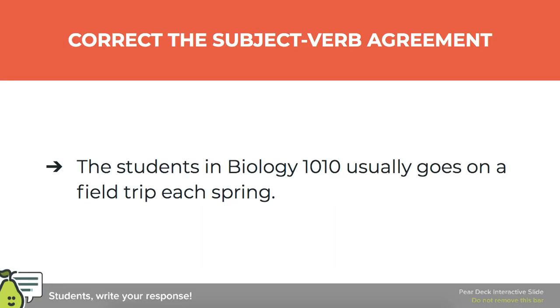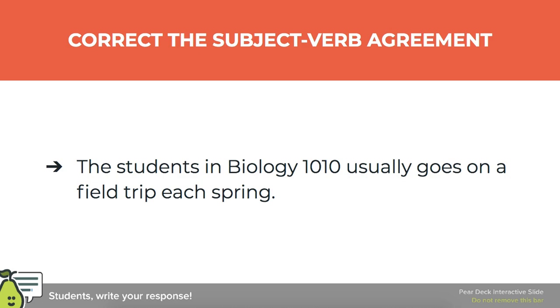Let's look at this one together. The students in Biology 1010 usually goes on a field trip each spring. Now this is kind of a tricky one because we have two nouns in this sentence, so you have to figure out what is truly the subject. Are the students the subject of the sentence, or is Biology 1010 the subject of the sentence? Hopefully you say the students. The students in Biology 1010 usually goes on a field trip each spring. So the students is the subject, goes is the verb, but that should be changed to go.